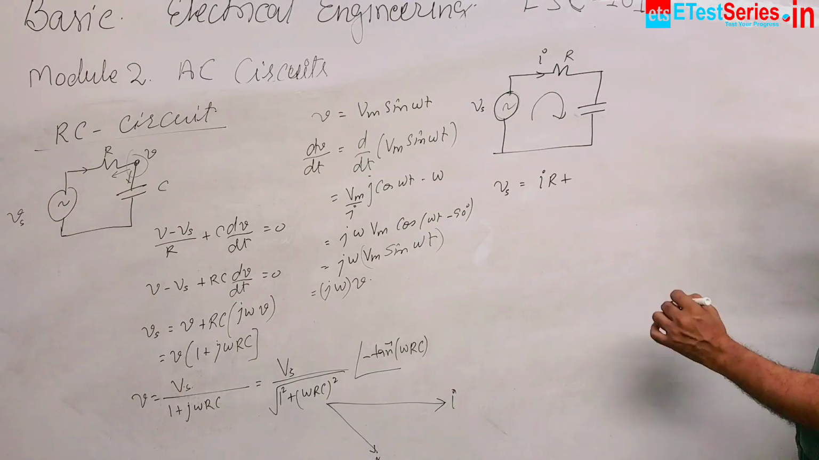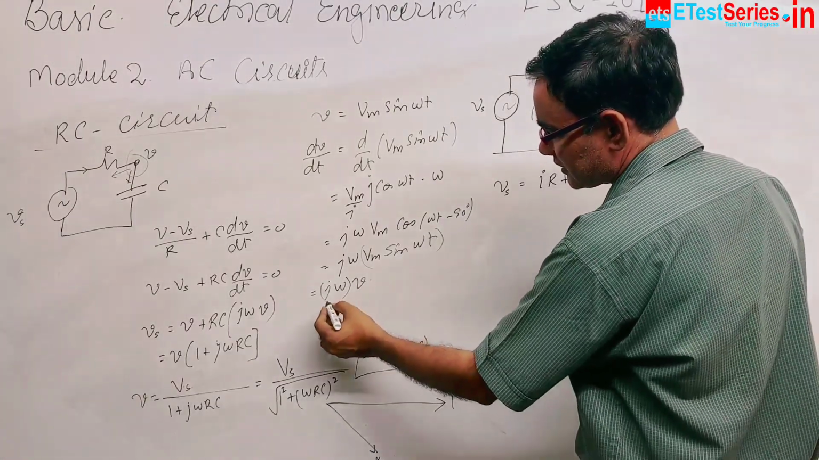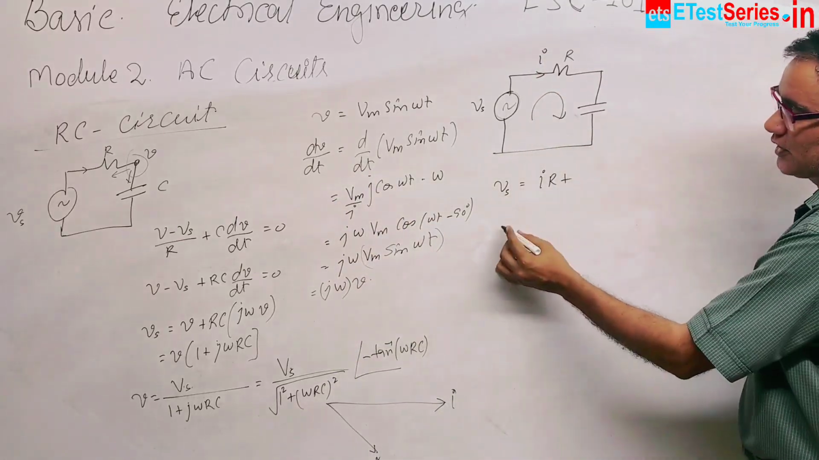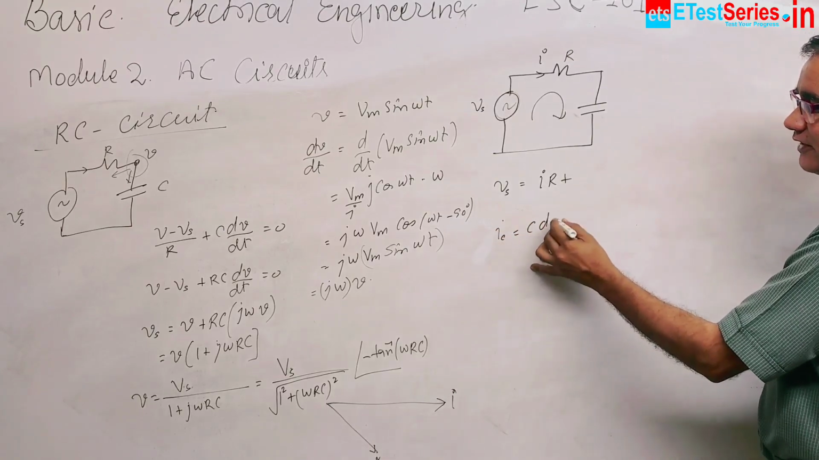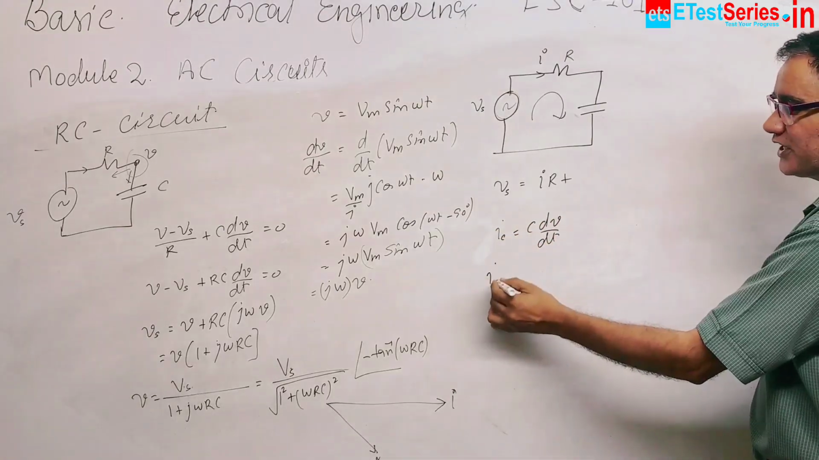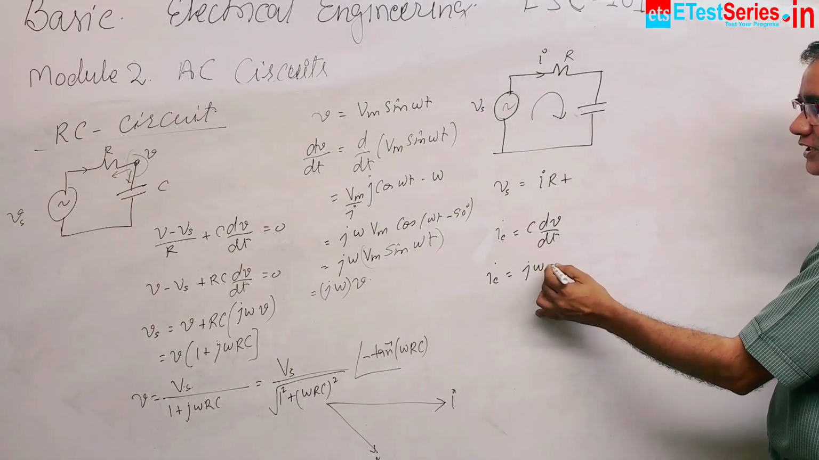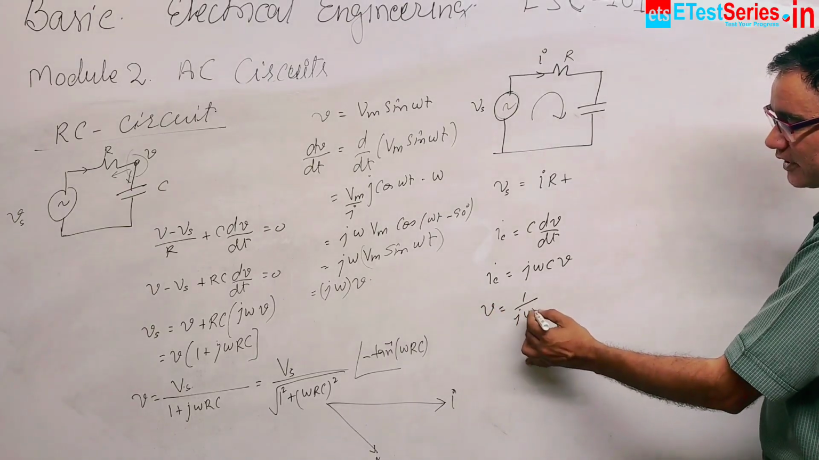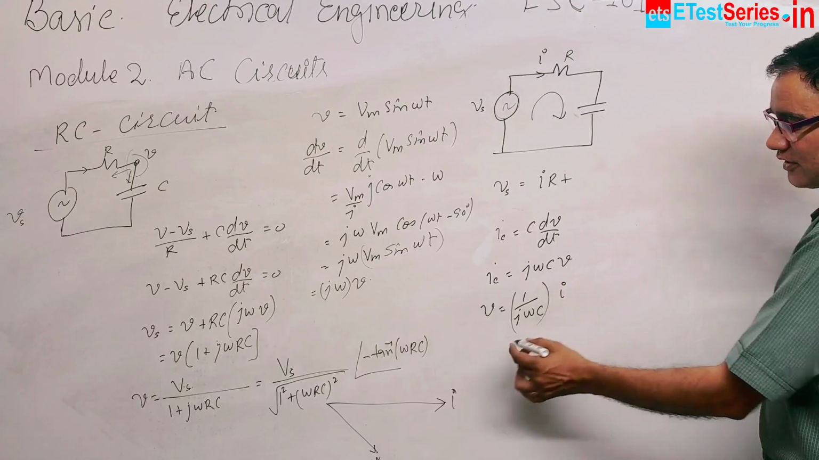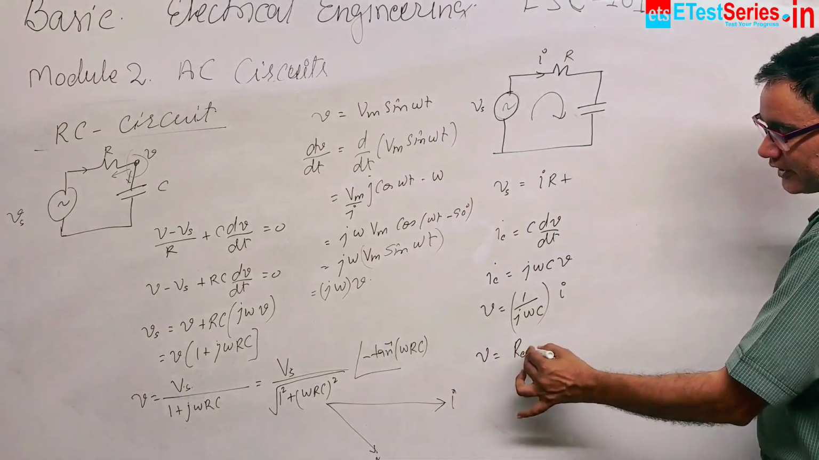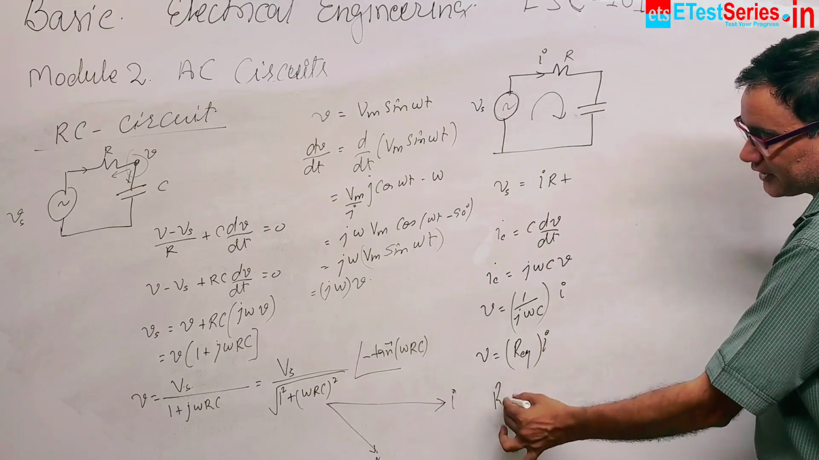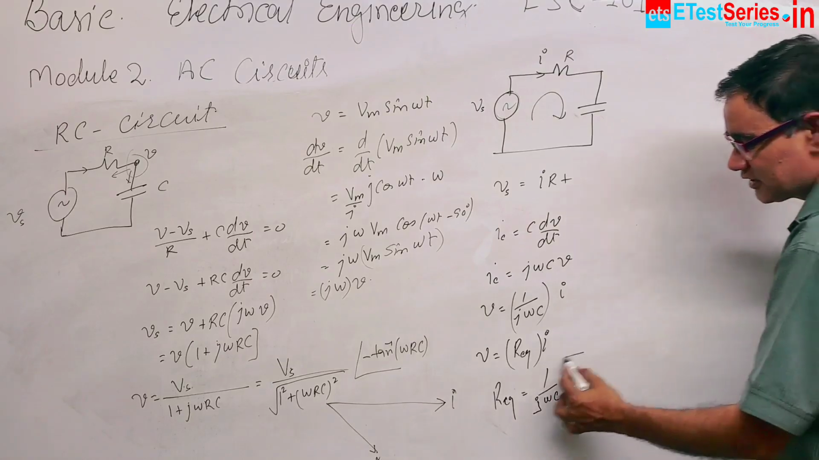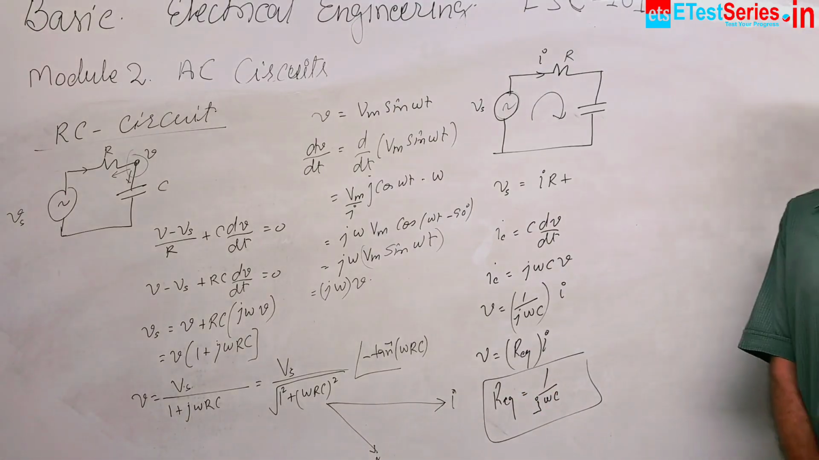So what is the resistance of the capacitor? Resistance offered by the capacitor, you know, is IC equal to C dV upon dt. So IC is equal to iota omega C into V. So V is equal to 1 upon iota omega C into I. So this V is nothing, it is R equivalent into I. So here the R equivalent is equal to 1 upon iota omega C. This is the effective resistance offered by capacitor in AC circuit.